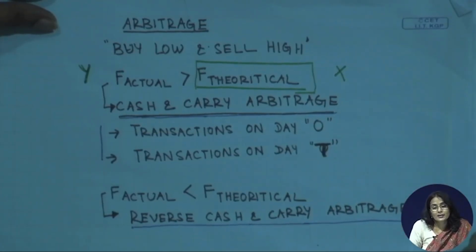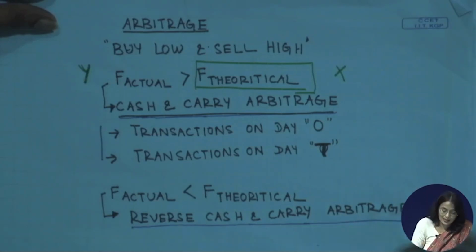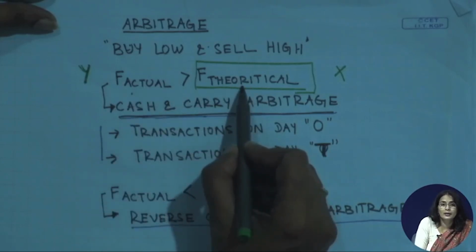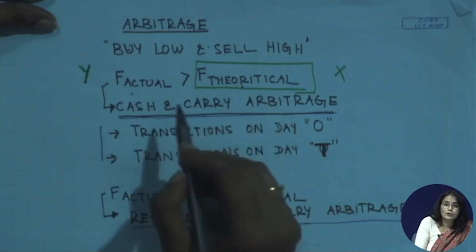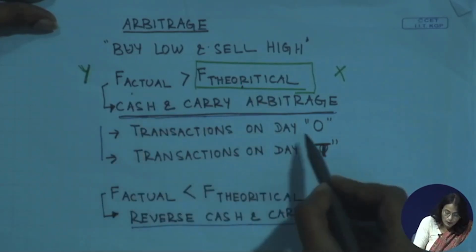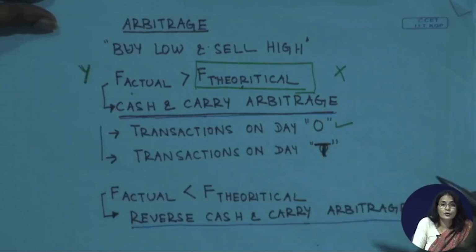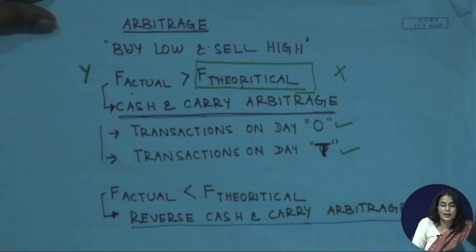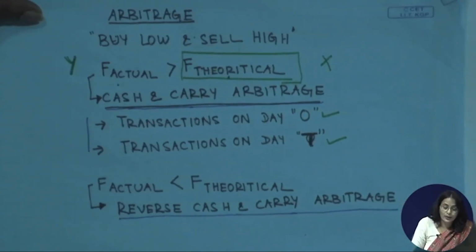So what is the cash and carry arbitrage? Basically it comes from this buying low and selling high. So where do we sell? This is the high price, so we will be selling here and we will be buying here. So what we will be doing, we will be undertaking certain transactions on day 0 and certain transactions on day t, that I will take an example and elaborate.